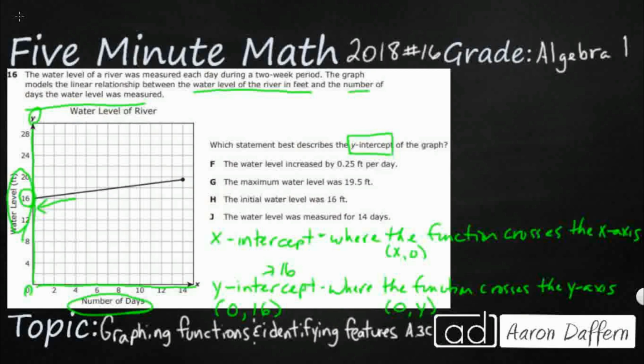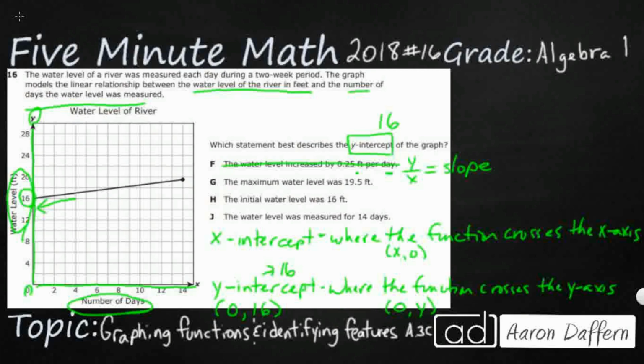So which statement best describes this y-intercept of 16? Well, let's look. The water level increased by 0.25 feet per day. Feet per day, that's y over x. You know what that is? That is your slope, since the feet is the y and the days are the x. So it's probably correct. We haven't calculated it, but that looks good. It's a very gradual slope, but that's not what we're looking for.